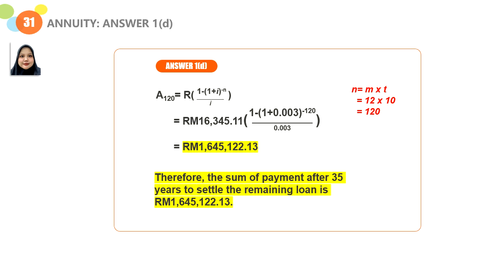After simplifying and solving the equation, we obtain A sub 120 equals 1,645,122 ringgit and 13 cents. Therefore, the sum of payment to settle the remaining loan is 1,645,122 ringgit and 13 cents.